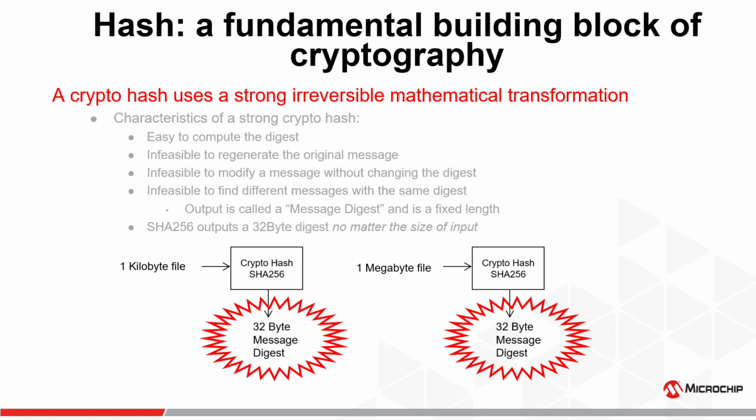The output of a hash is called a message digest, and it is of a fixed length. Sometimes it's referred to as a fingerprint of the file. If you put a 1 kilobyte file into a crypto hash, you wind up getting a fixed output. In the case of a SHA-256, you would get a 32-byte message digest. And if you put in a 1 megabyte file, you'd still get a 32-byte message digest. A 1 gigabyte file, again, 32-byte message digest.